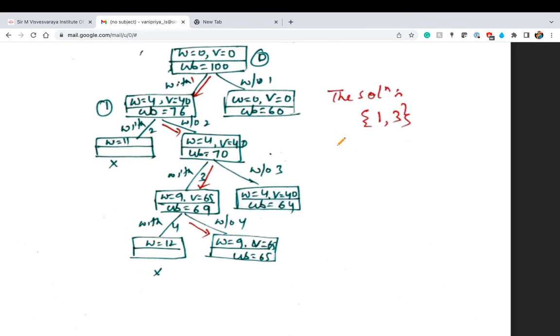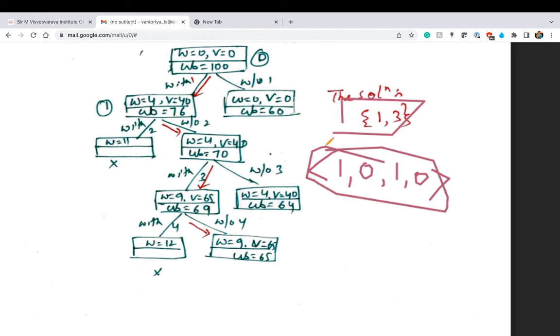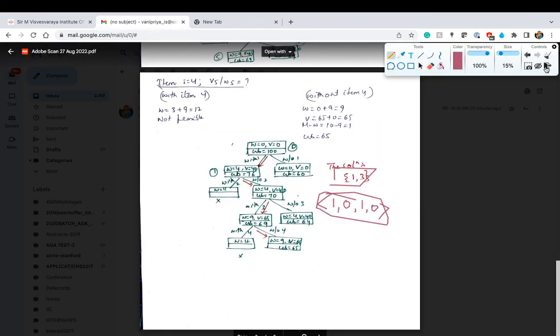So if you write it in the form of the solution vector, since 4 items are there, the first one is included, make it 1, and the second one is not included, make it 0, and the third one is included, make it 1, and the fourth one is not included, make it 0. That can also be a solution. Otherwise, whatever items you are including, you can list those items in the solution vector like this. Any of these, if you write, will be proper. I hope you understood this.